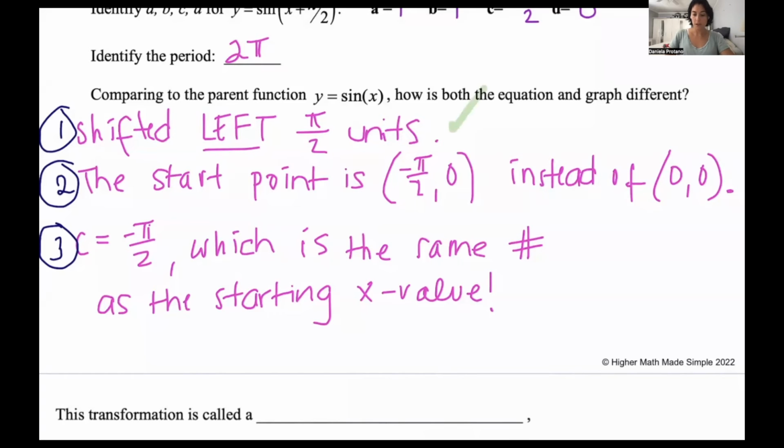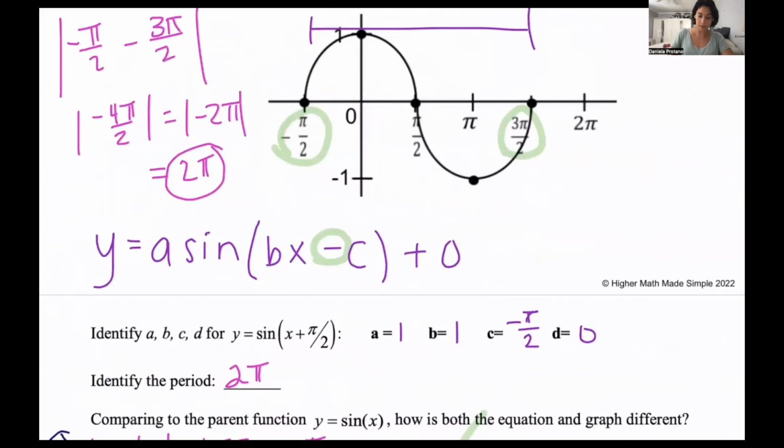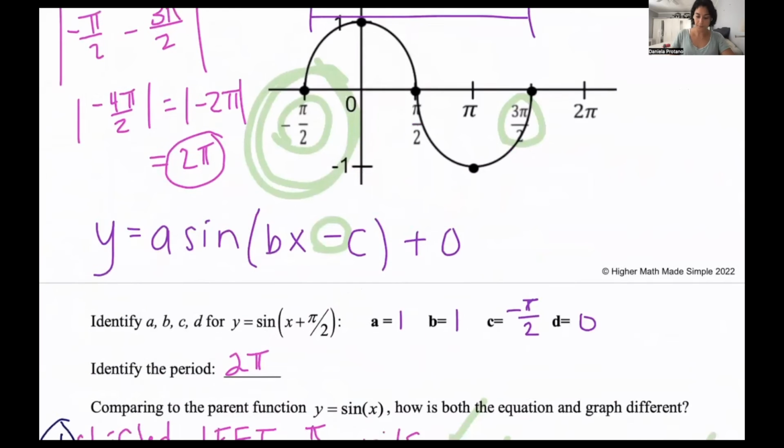Okay, so it shifted to the left pi/2 units. We talked about the start point is -π/2, 0 instead of 0, 0 in the parent function. The c value is -π/2. Notice it's the same starting value as the x value, right? So this guy here is our c value.